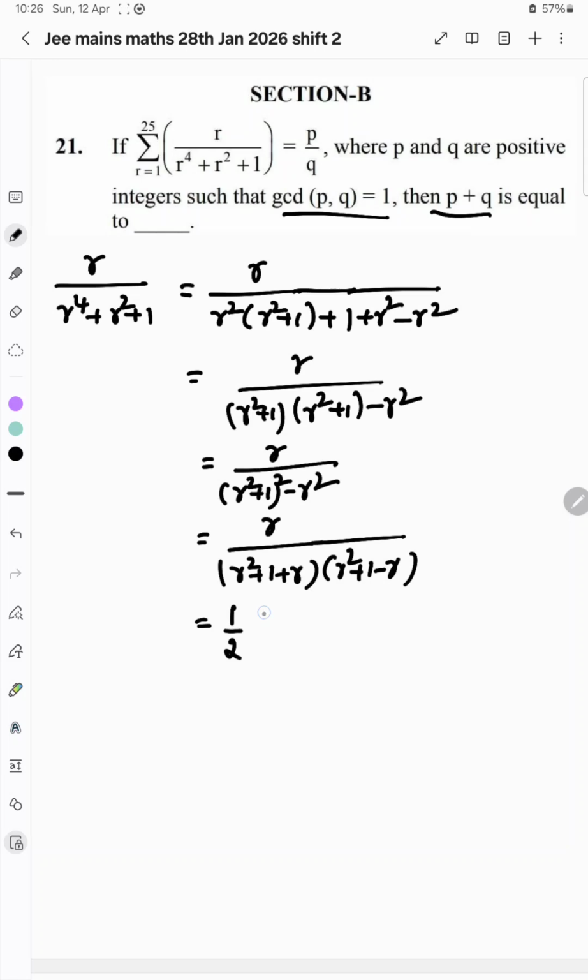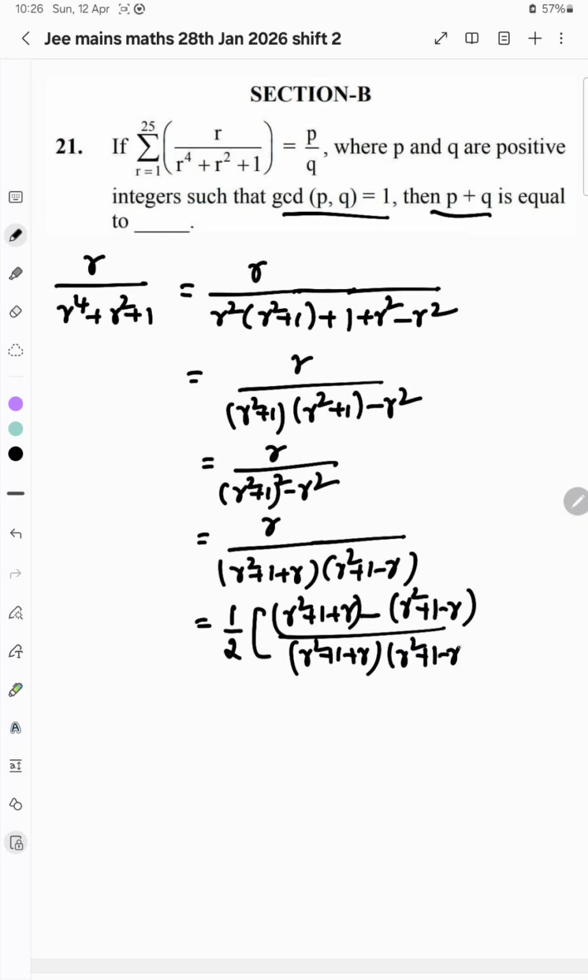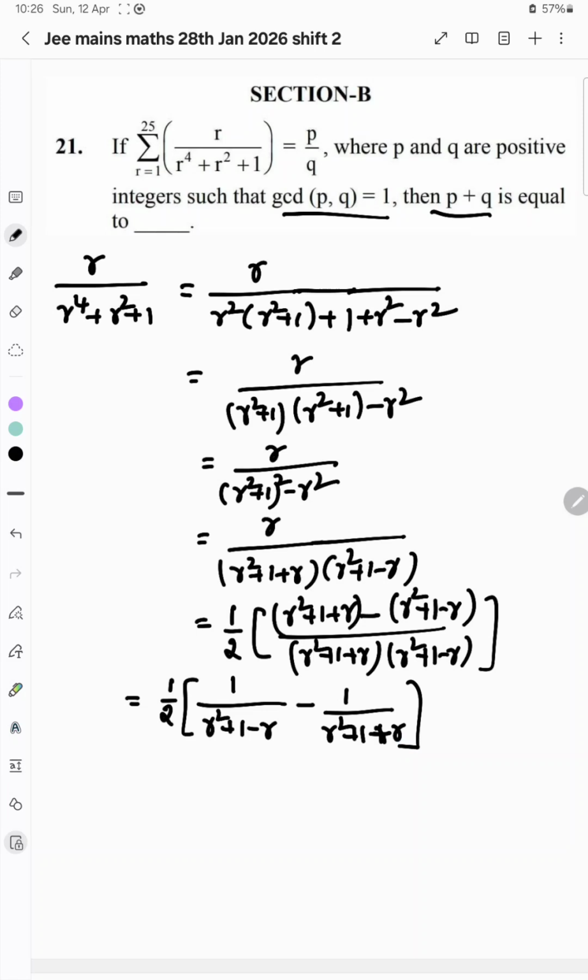Now the numerator is 2r only, that 2r we can write as the difference of these two terms, r square plus 1 plus r minus of r square plus 1 minus r, by r square plus 1 plus r, r square plus 1 minus r as it is, right? Now if you split this as two terms, what do we get? 1 by 2 of, this term is going to cancel, r square plus 1 plus r cancels, the remaining is 1 by r square plus 1 minus r is the first term, minus the second term, when you cancel r square plus 1 minus r, the remaining is 1 by r square plus 1 plus r. Okay, like this we got it.